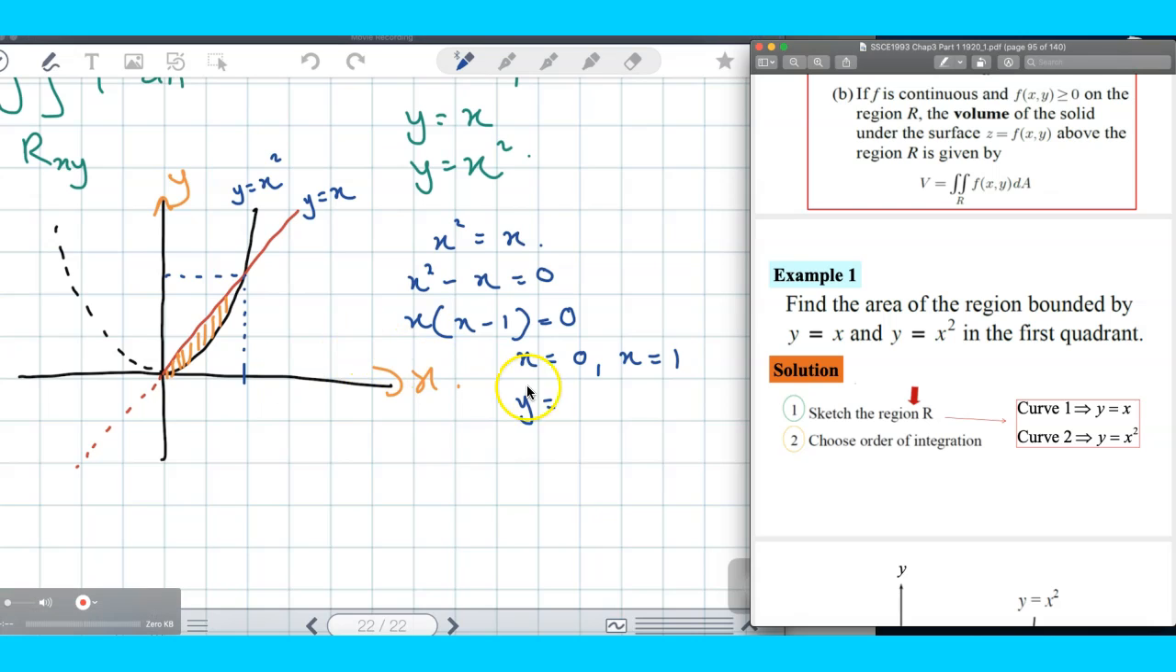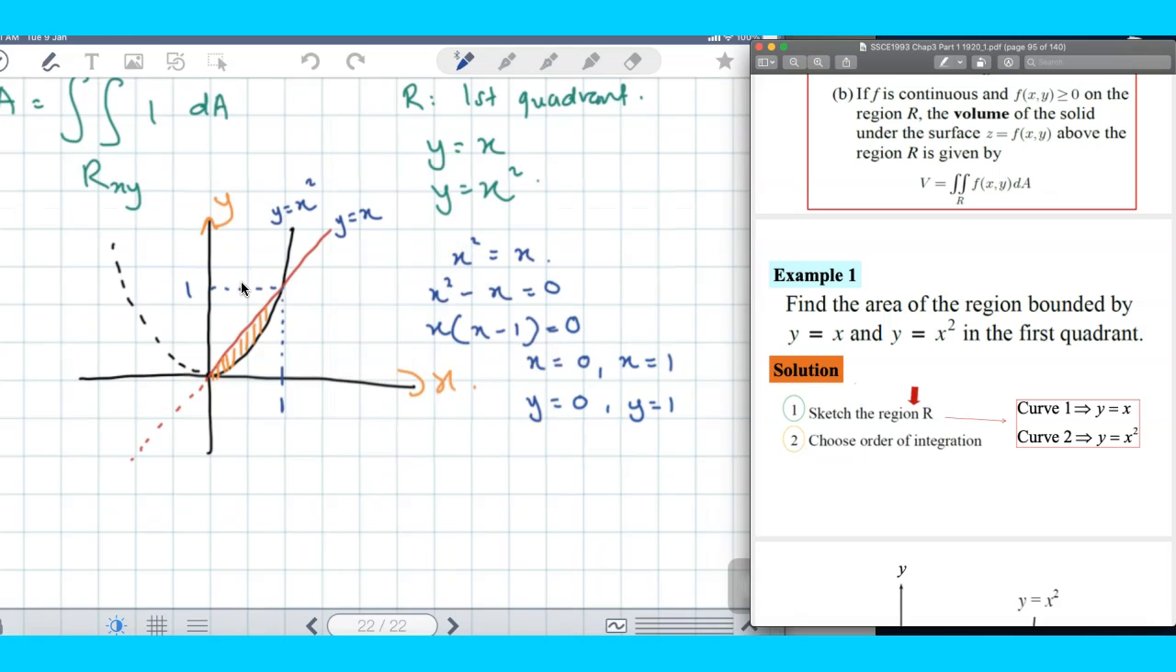You can put the x values that we obtain here into either one of the equations, because the answer will be the same. Let's say we choose the first because it is a bit simpler. When x equals 0, y equals 0, and when x equals 1, y also equals 1. So the intersection points are at the origin and at (1, 1). So this one is x equal to 1 and this one is y equal to 1.